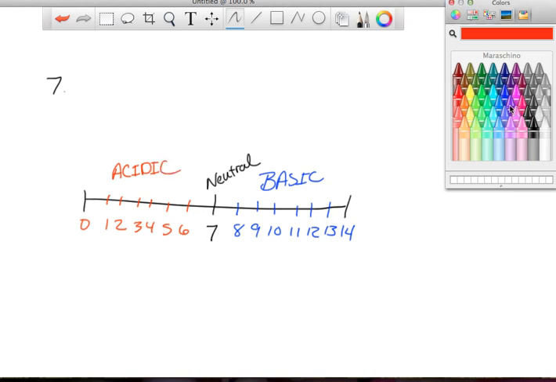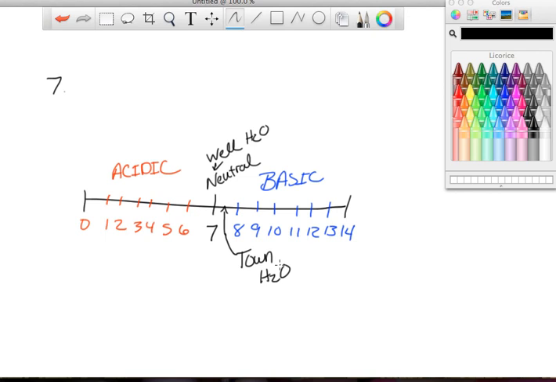Well water, if you live out in the country, is going to be right there at 7, or the bottled water that you buy. Okay, that's going to be right there at 7, where town water is going to be slightly basic, or city water.